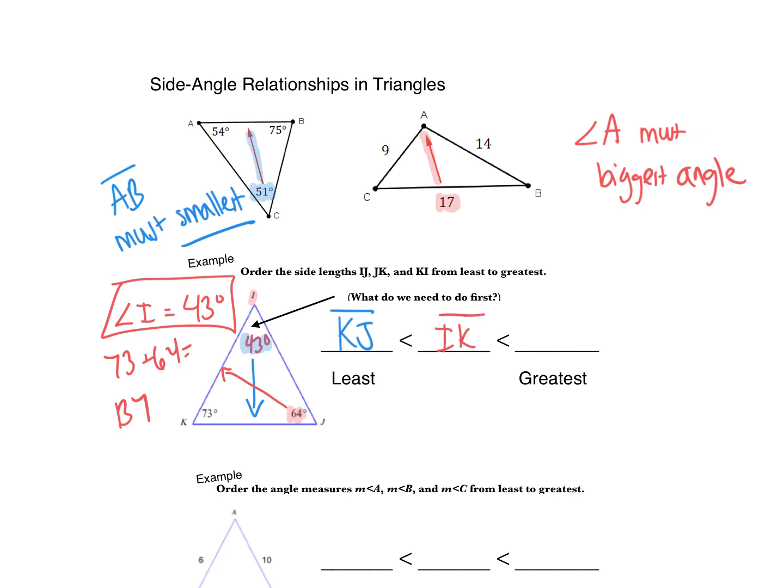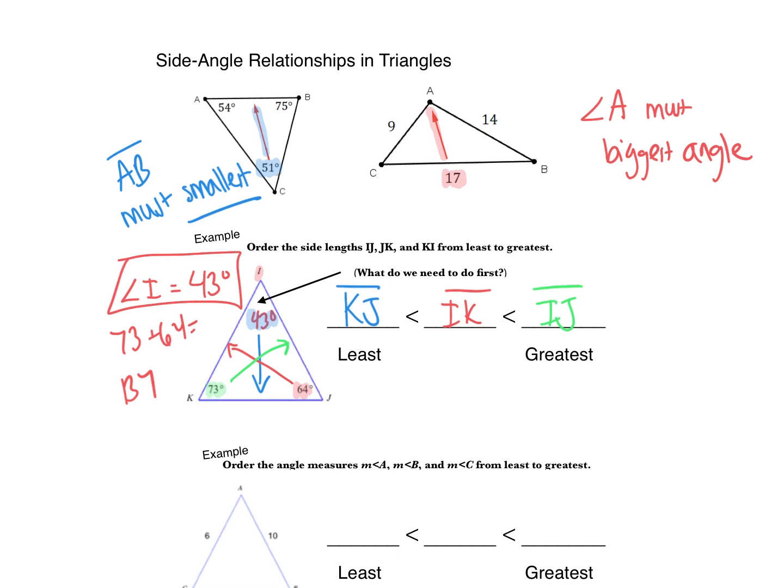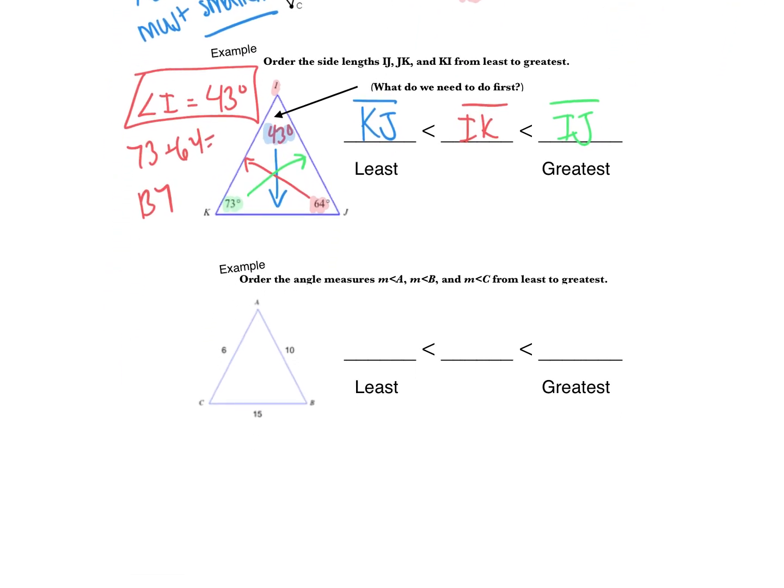And then my biggest angle measure is 73 degrees in angle K. Again, I look across from that and I would call that side IJ. So when I put them in order from least to greatest, it would be KJ, IK, and then IJ. Okay, all because I found out the angle measure.